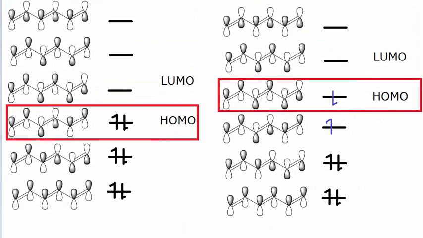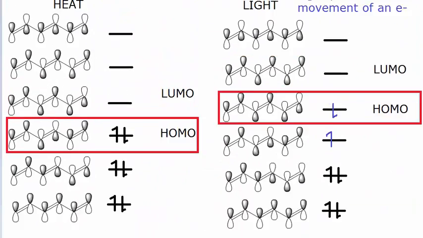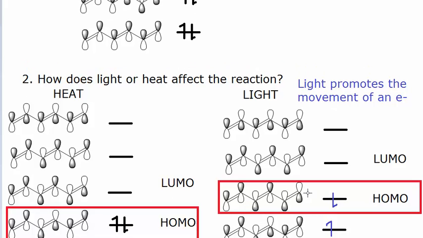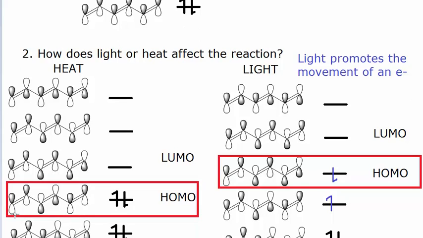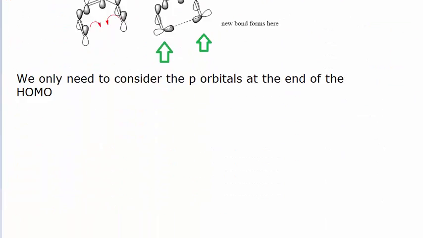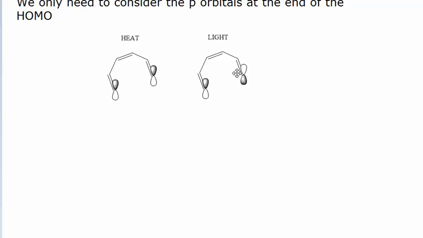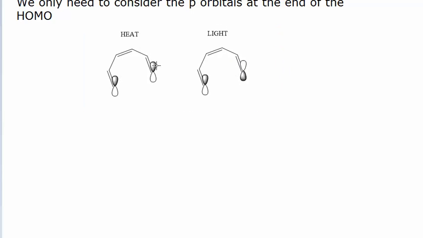Back over here, on the left we have heat, and on the right we have light. So this is the HOMO if we're doing the reaction in heat, and this is the HOMO if we're doing the reaction in light. Just notice that we have these two as our ending p orbitals. On the heat one, both are shaded on the top, and in the light one, we have one shaded on the top and one shaded on the bottom. So if we look at our system for heat and light, it'll look like this: both shaded, and then shaded and unshaded like that.